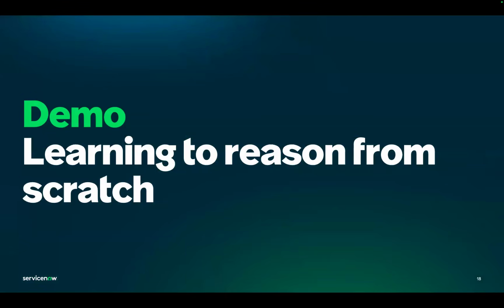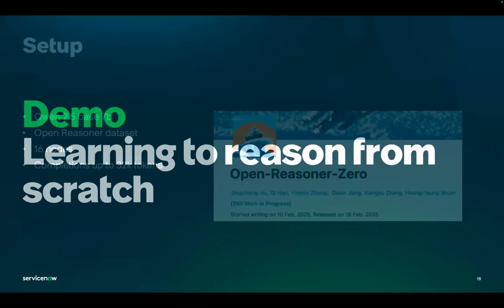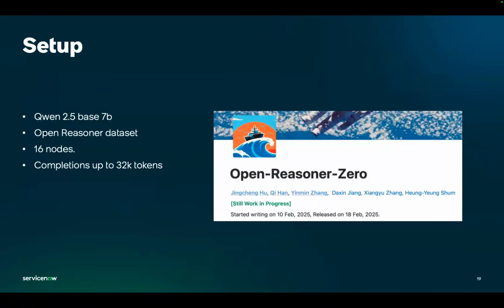So now I'm going to give you a small demo of what it looks like when learning from scratch. In our case, we wanted to replicate Open Reasoner 0. They use Qwen 2.5 base 7B. They have their own dataset. We use 16 nodes, and our completions are up to 32,000 tokens.